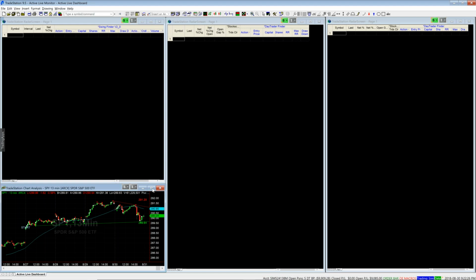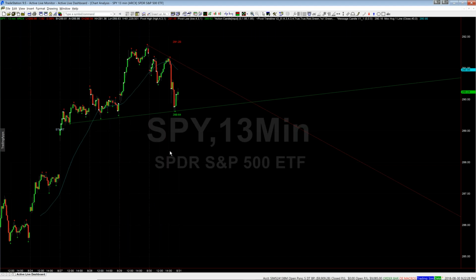Now the final window is just the window for the S&P 500. It's a 13-minute chart, and it has the message candle indicator in white on this chart. So you can see the little white dots there. They're a little hard to see because it's kind of small. But during the day, this helps us determine whether we are long or short.